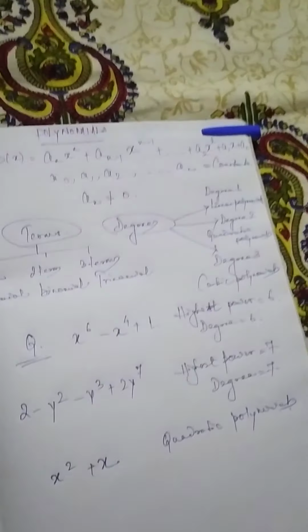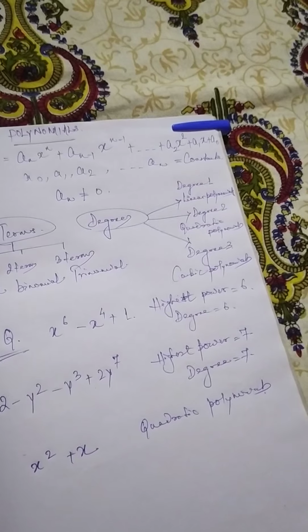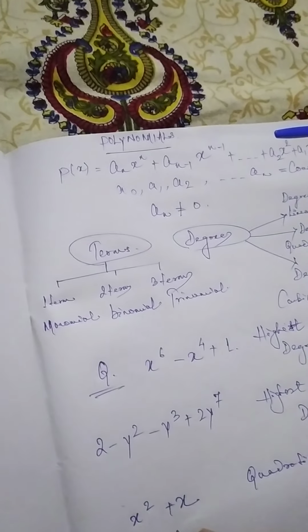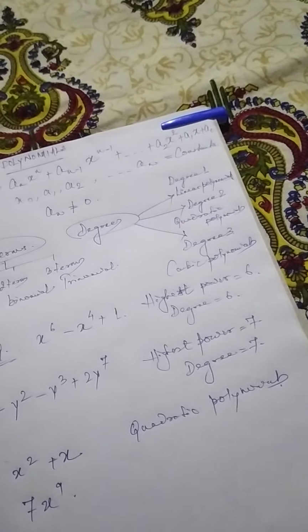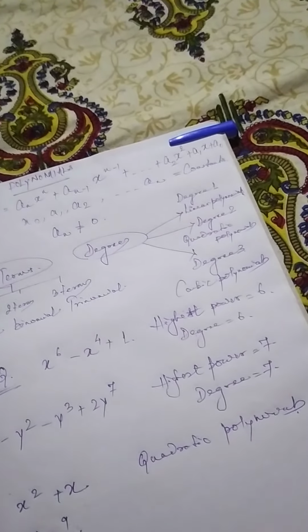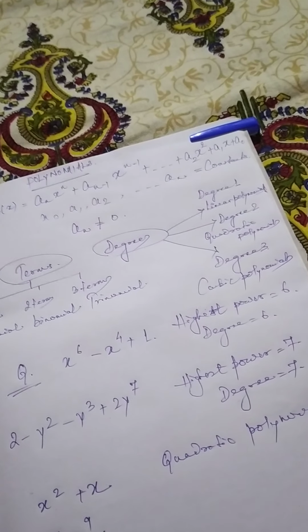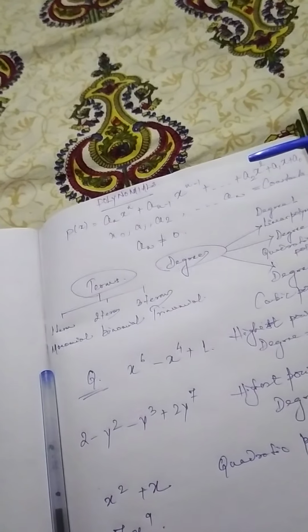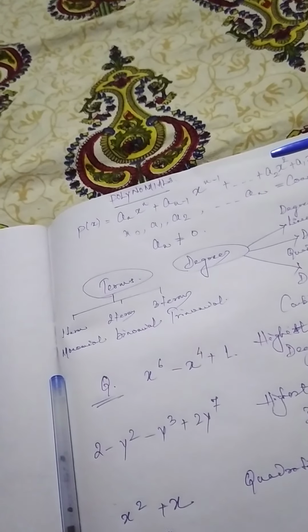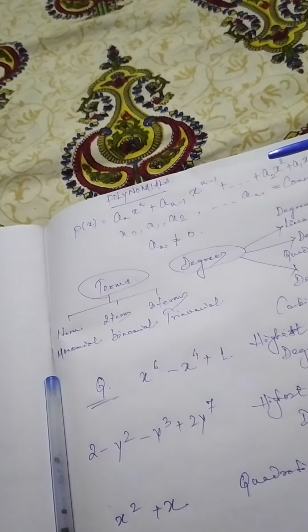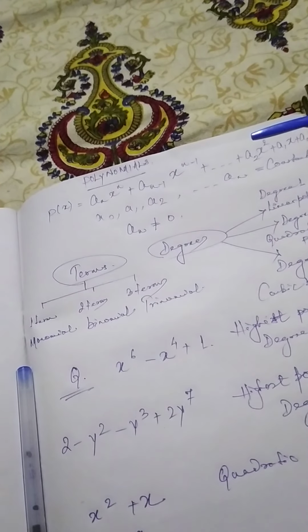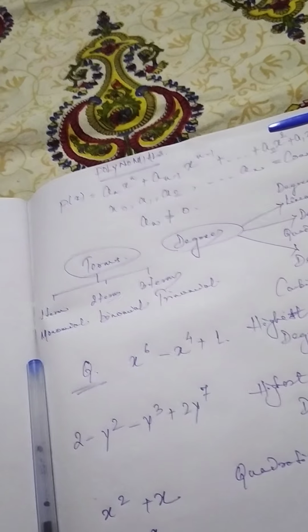Similarly, if we take the case of 7x to the power 9, here it has degree 9. So what do you say? What is the term for this polynomial? Here you see it has only one term. So if we consider the terms, there is only one.